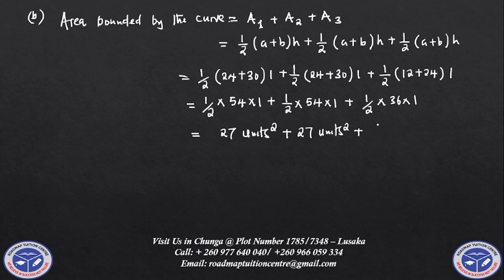So if you add all these things, we're going to say the area bounded by the curve is equal to 72 units squared, as the area for the last part.